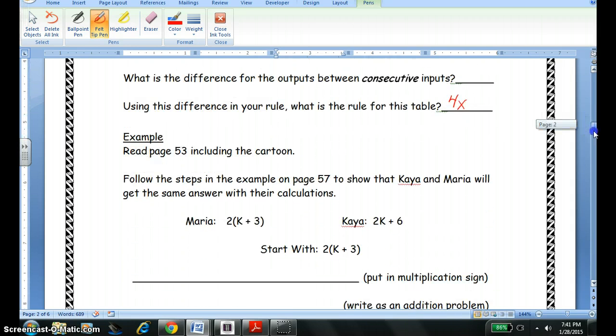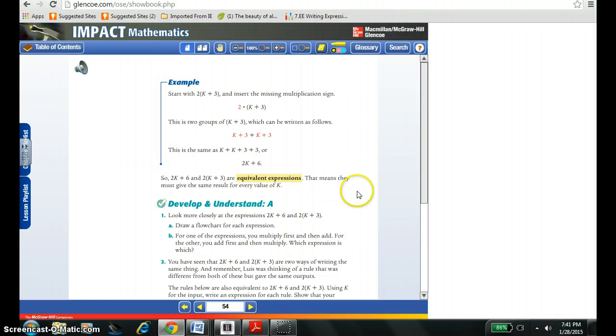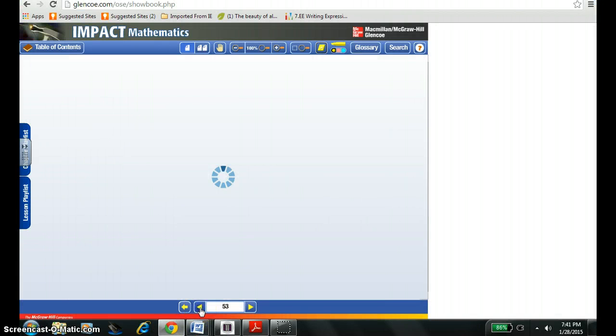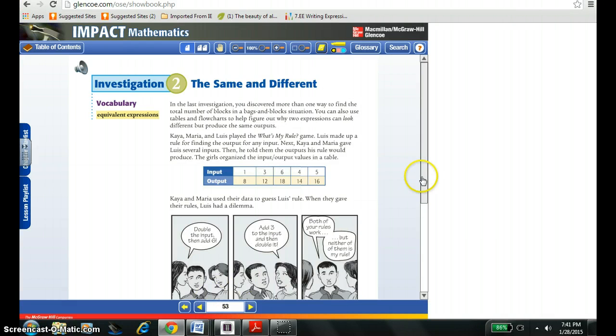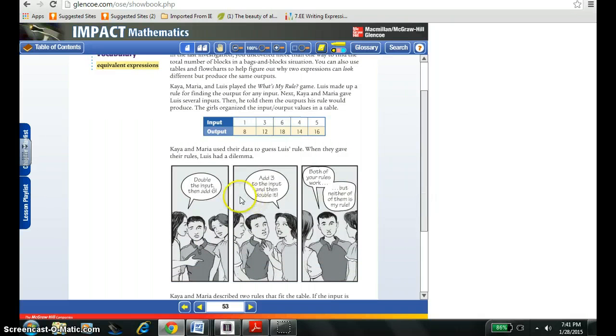Okay, and then I'm going to have you look at the cartoon, because cartoons are always fun to look at in Impact. Here they are, Kaya and Maria. I love here where they're using exclamation points in basically all of their interactions, and I'd like to see that level of excitement about math discourse and discussion when I see you on Friday. I don't know if I will.